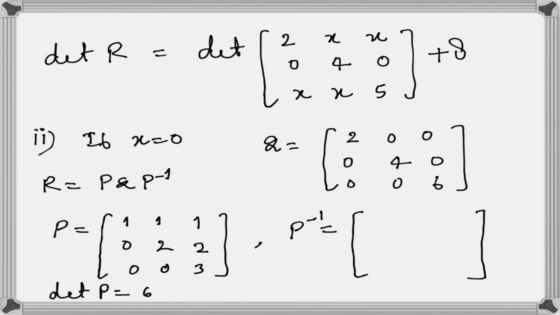So what is P inverse? I'll directly write it: 1, minus 1 by 2, 0, 0, 1 by 2, minus 1 by 3, 0, 0, 1 by 3. Yes, so this is P inverse. You can take this as an exercise. It's not very difficult.